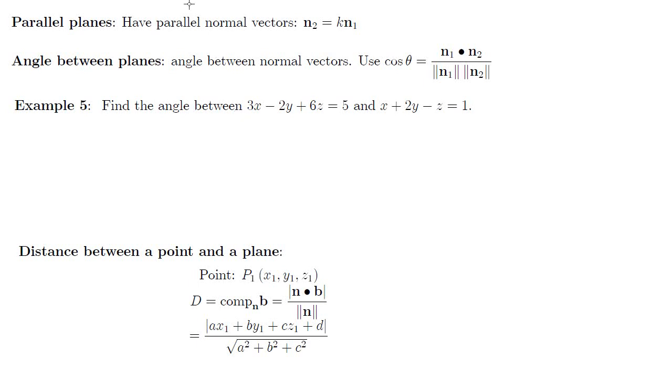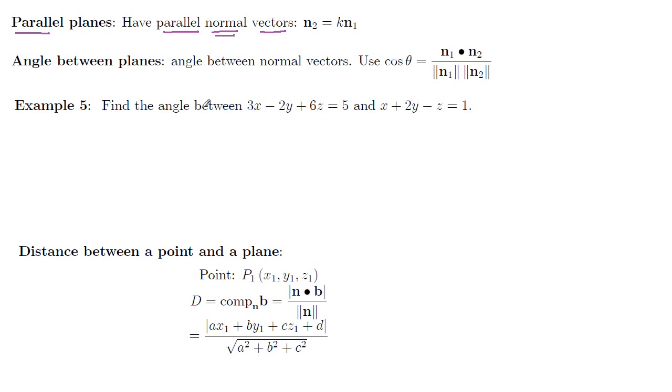All right, last example of the day here. Remember that parallel lines had to have parallel direction vectors. So when we talk about parallel planes, we need to have parallel normal vectors. That means that our second normal vector has to be a constant multiple of the first one. Or the angle between the planes could be 0.